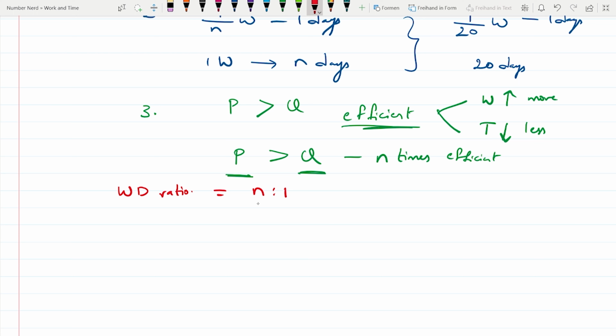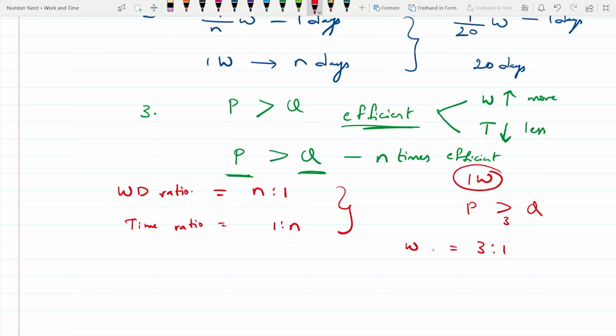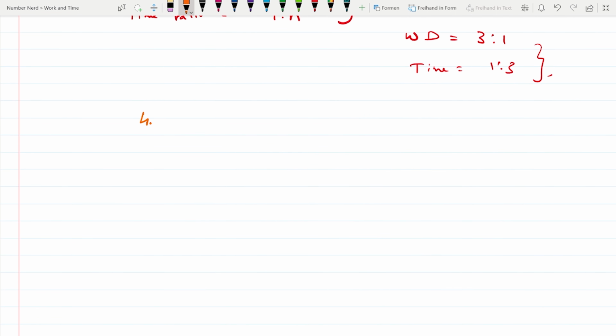Then what will be the time taken by them for the same work? The time taken ratio will be 1:N. These two are very important. Suppose I give you one example. If there is a work, 1W defines one work. If P is 3 times as efficient as Q, then what is the ratio of their work done? 3:1. This is the ratio of work done. Then what is the time taken by them? The ratio is 1:3.